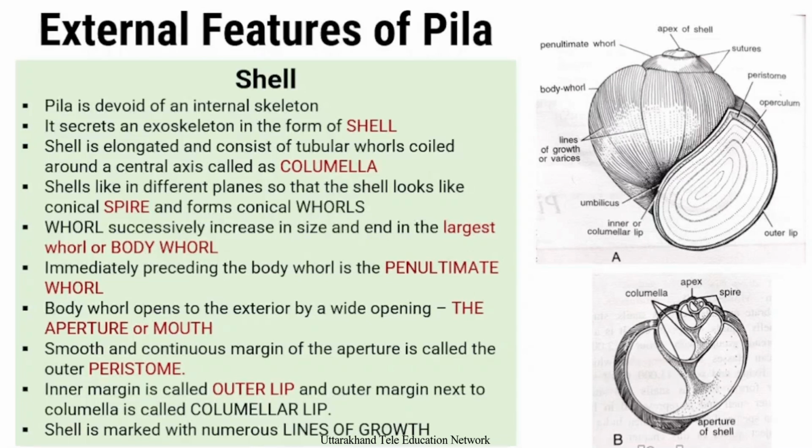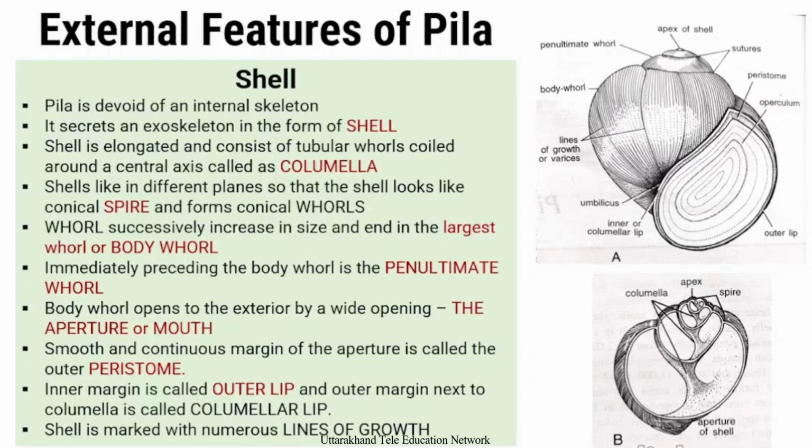Here are the external features of Pila. You can see the external features, and this picture also shows the internal features of Pila. So, shell. Pila is devoid of any kind of internal skeleton. You can see in the picture the shell and the muscle. This is a muscle which is inside the shell. It secretes an exoskeleton in the form of a shell.